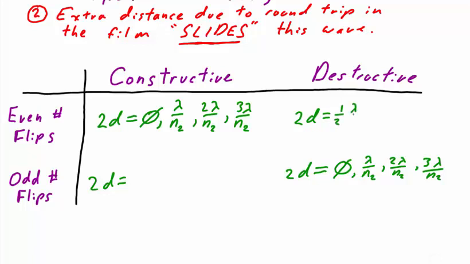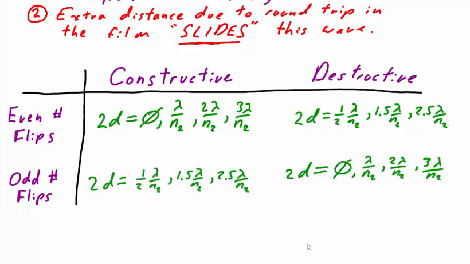So we'll have half lambda over n2, 1.5 lambda over n2, 2.5 lambda over n2, and so forth for the destructive interference under an even number of flips, and these same quantities result in constructive interference under an odd number of flips. We will use this table in every problem of thin film interference with the light coming in perpendicular to the film by first deciding which row is the condition we are under and whether we are looking at a condition of constructive or destructive interference. This will then yield for us the single equation we need to determine the distance d of the film. Let's go back to the problem at hand.